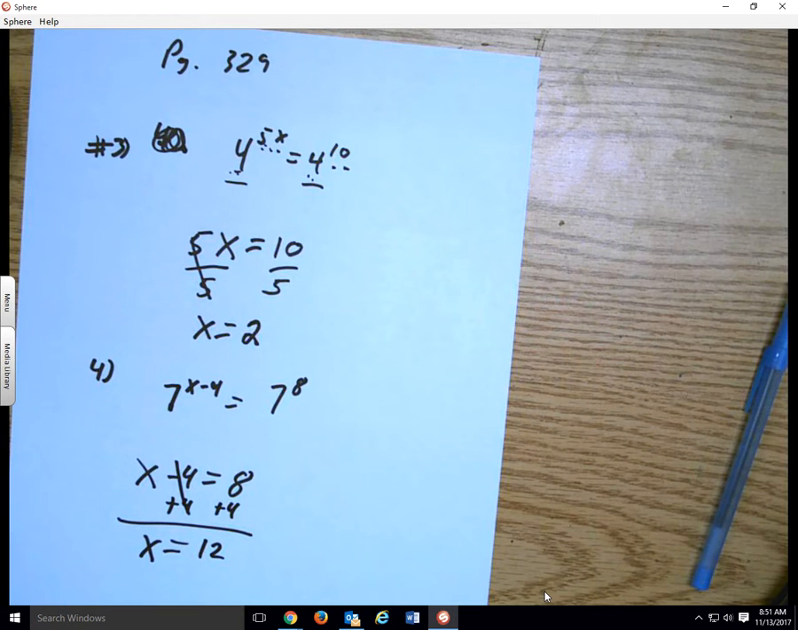That's how you work with exponents with the same bases. Kind of easy, really. Okay, so let's go to the next question.